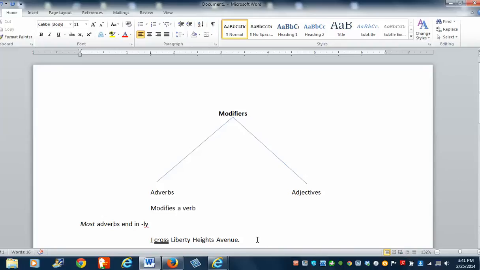Now, when I cross Liberty Heights Avenue, do I do it slowly? Probably not, unless it's a very different day on Liberty Heights Avenue, because generally you have all kinds of traffic there. Probably what I do, I maybe carefully cross Liberty Heights Avenue, or perhaps I cautiously cross Liberty Heights Avenue. And if you are me and you're scared of crossing Liberty Heights Avenue, you quickly cross Liberty Heights Avenue. So there you go.